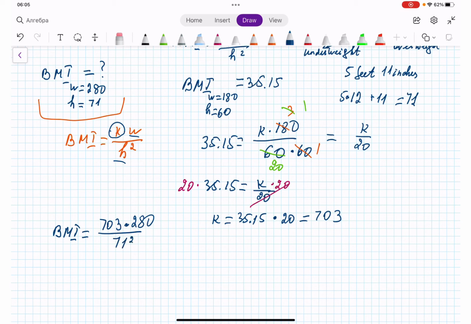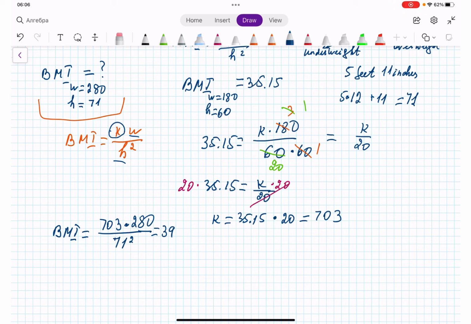Now here I'm not writing 71 times 71 because I can't reduce 280 by 71 squared. And if you solve this, you are going to get 39. So that means that the person who has weight 280 pounds and height 5 feet 11 inches has a BMI of 39, which means it is overweight.